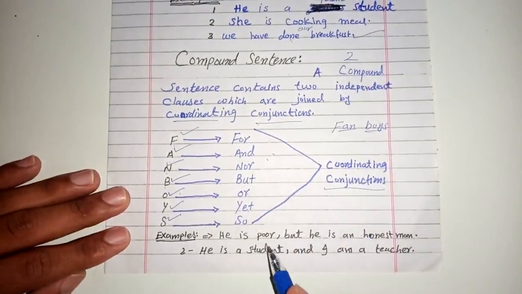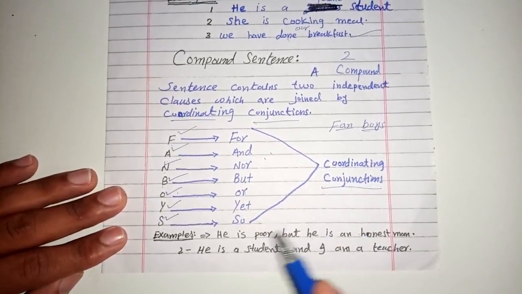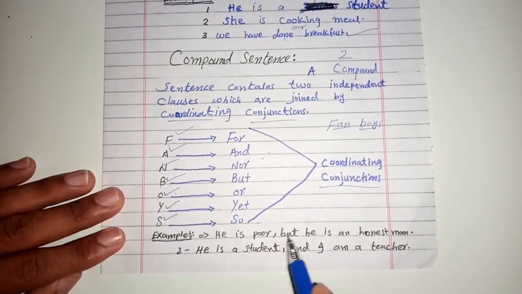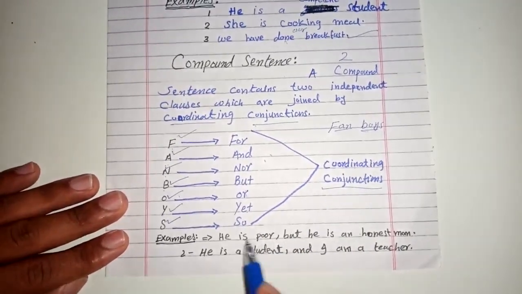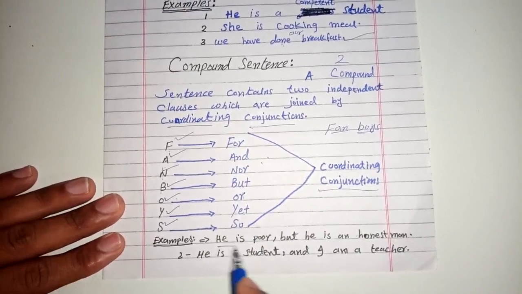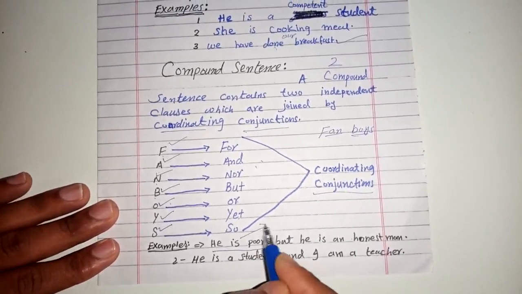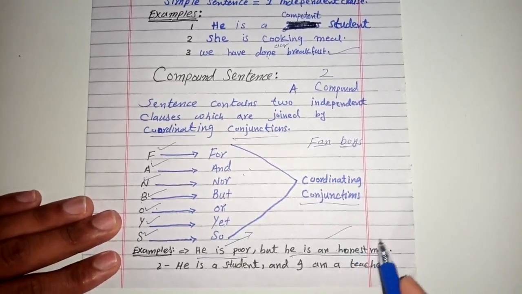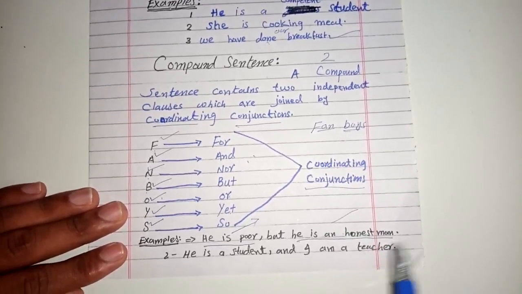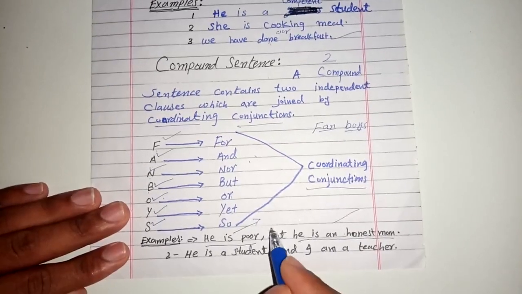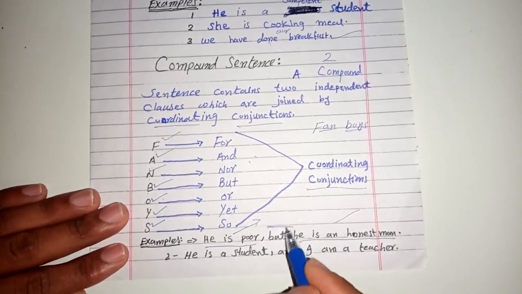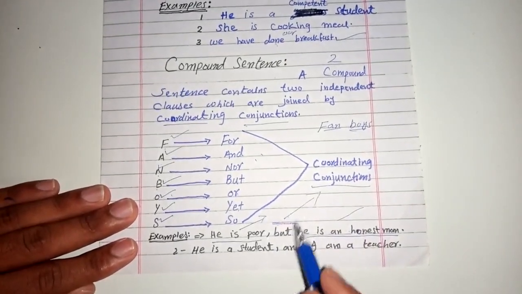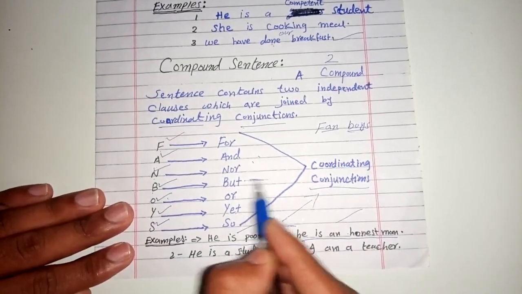I have given some examples here, but I'll also give some more examples from my side. The first example: he is poor but he is an honest man. He is poor, complete sense, it means an independent clause. He is an honest man, an independent clause because it's expressing complete meaning. So these two clauses are joined by this word but, which is a coordinating conjunction.